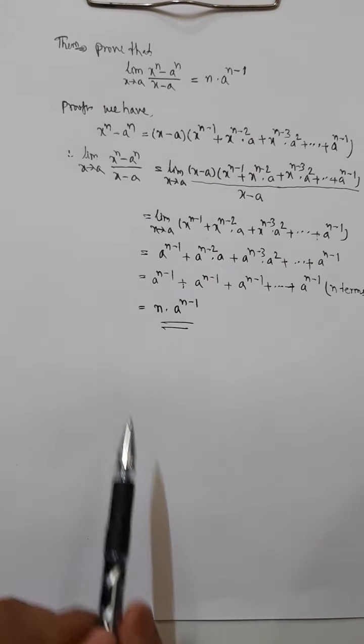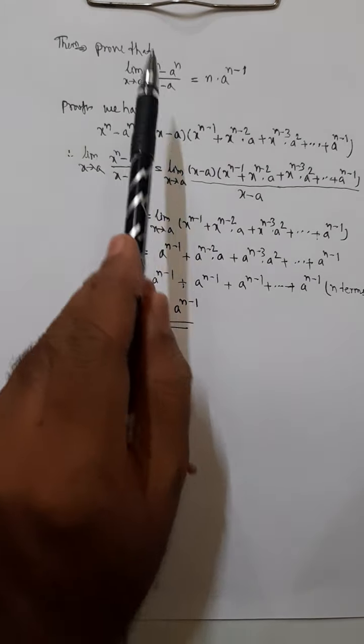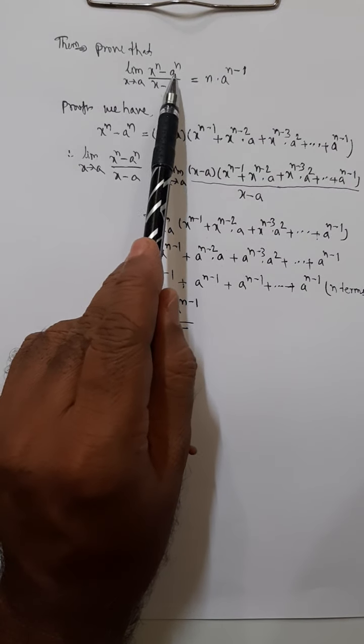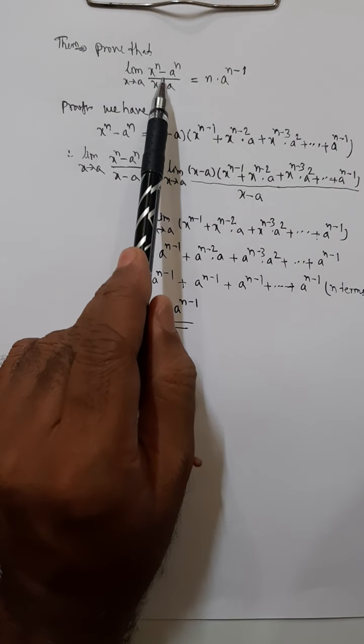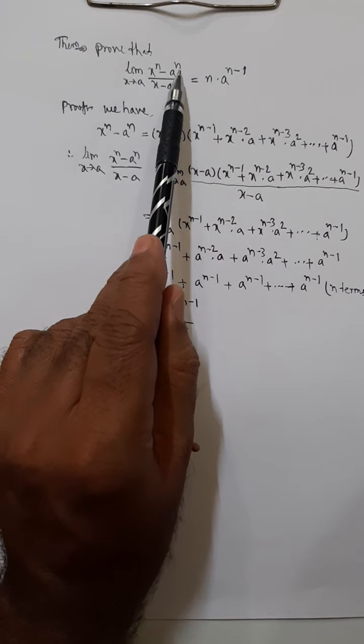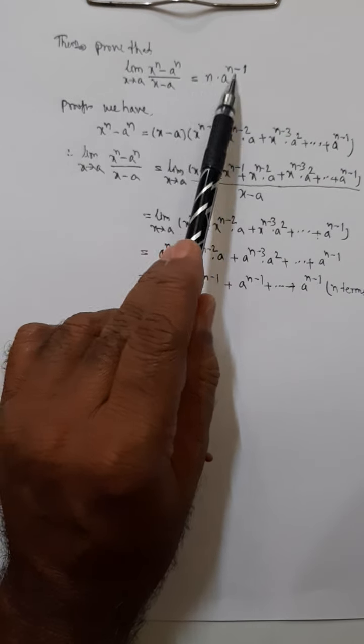Formula very simple, just index must be same and that base must be in denominator, minus sign is there. So what is the limit? Just multiply by index and subtract 1 from index.